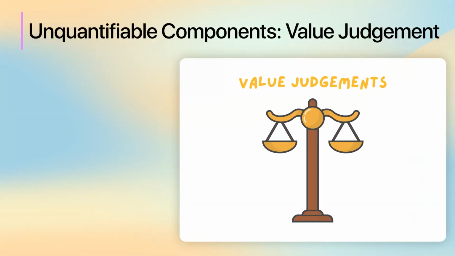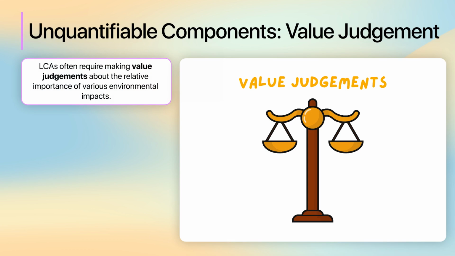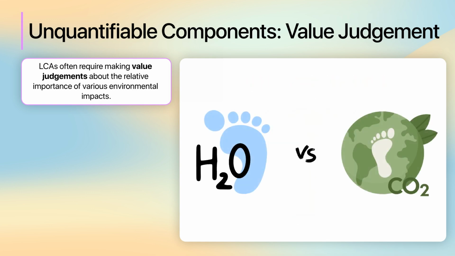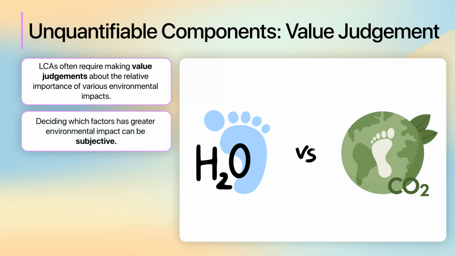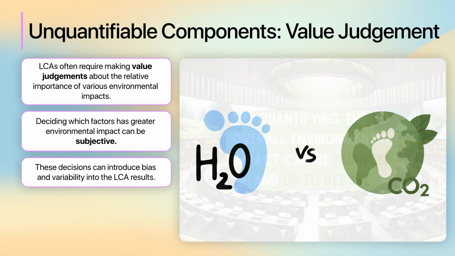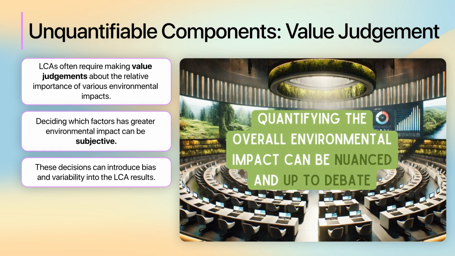Next is value judgments. LCAs often require making value judgments about the relative importance of various environmental impacts. For example, while we can directly quantify the water usage and greenhouse gas emissions associated with a product, deciding which of these factors has greater environmental impact can be subjective. These decisions can introduce bias and variability into the LCA results. Hence, while quantifying certain factors might be straightforward, interpreting the overall environmental impact can be nuanced and up to debate.